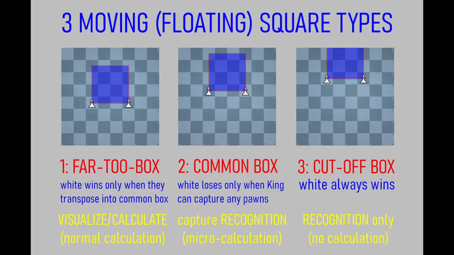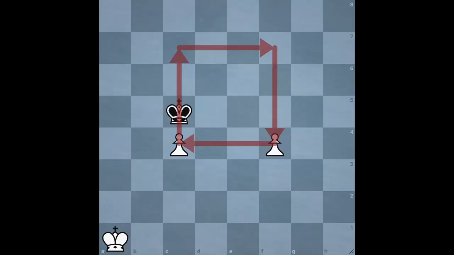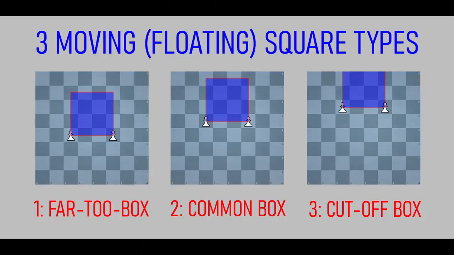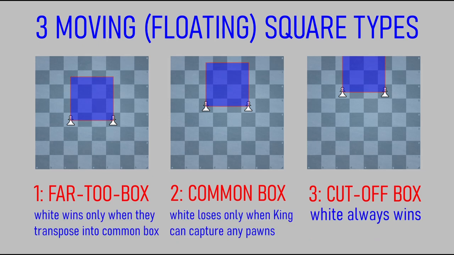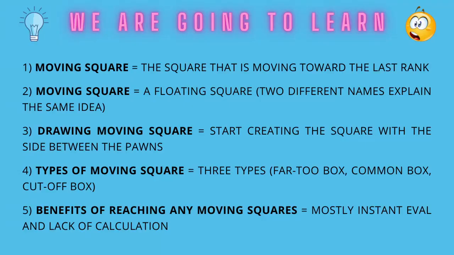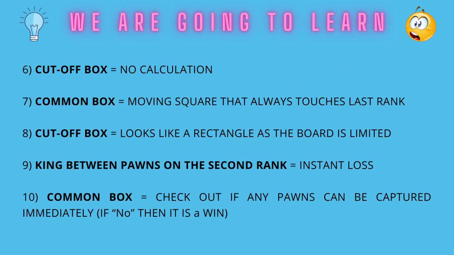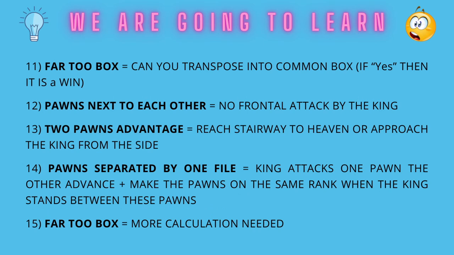The only situation that requires normal calculation and a bit of visualization is when the moving square does not touch the last rank, far-to-box type. And to be clear, we only analyze all of these positions when the king cannot support the pawns. And now I hope after this review of the situations related to the moving square, you'll understand why it is so important to know it, because sometimes even though you have a pretty big advantage, it may not be that easy to convert it into the win.